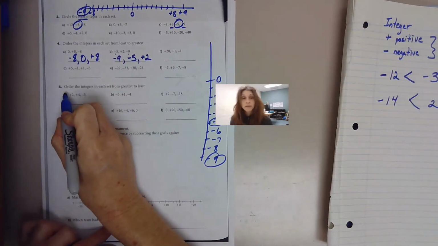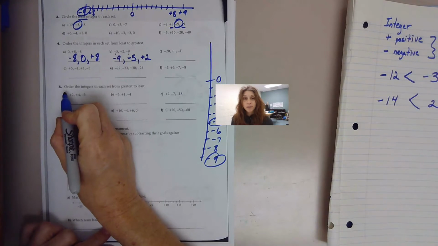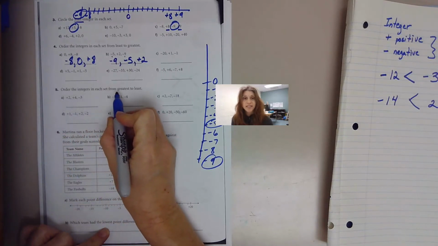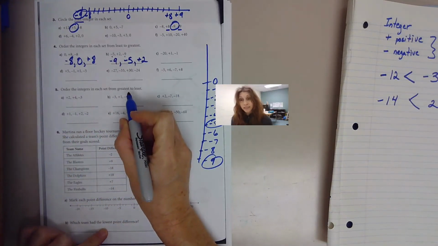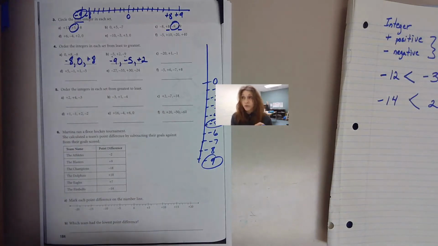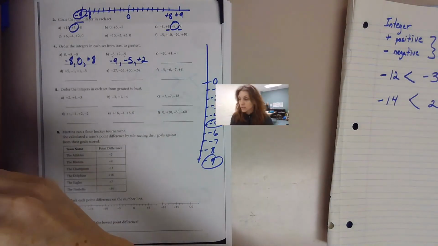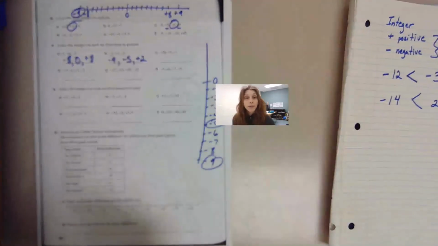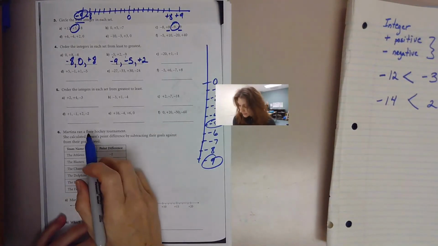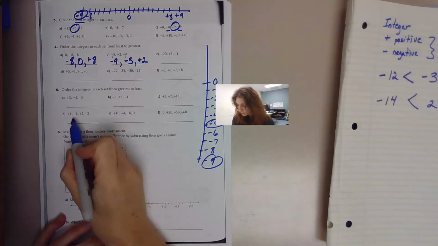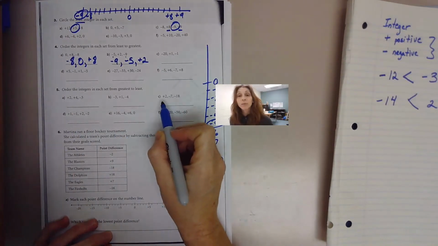This one, make sure you're reading it properly. It says order the integers in each set from greatest to least. So this one you have to go backwards. You're starting with the largest number and then you're going down to the smallest amount. So let's take a look at one, let's do C. I'll do C with you.